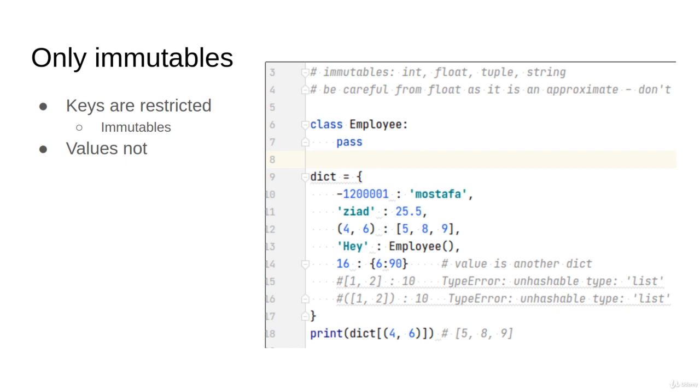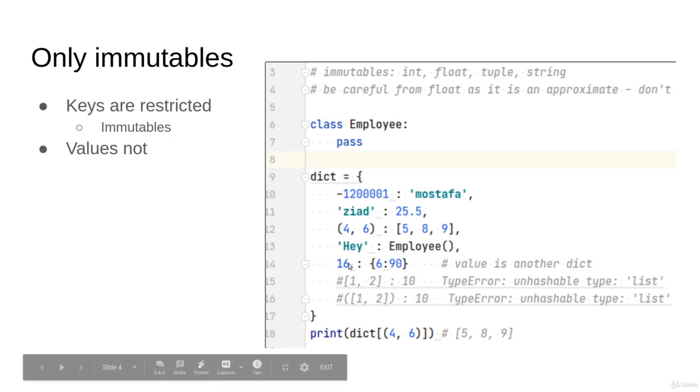One of the restrictions about the keys is that they have to be immutable objects. So something like int, float, tuple, string. And remember that float is an approximation, so it isn't a good idea to try to index a dictionary with a float value. So let's create a dictionary here.